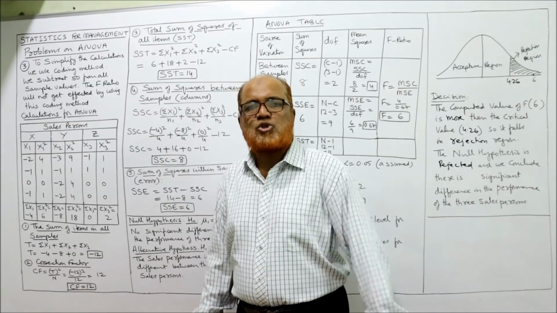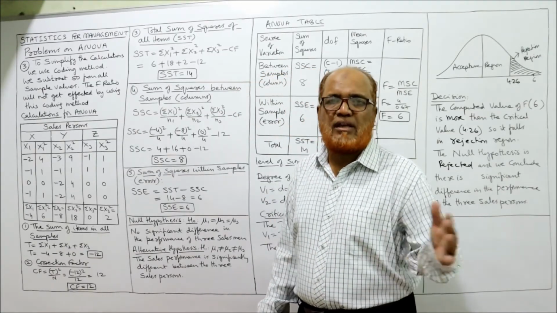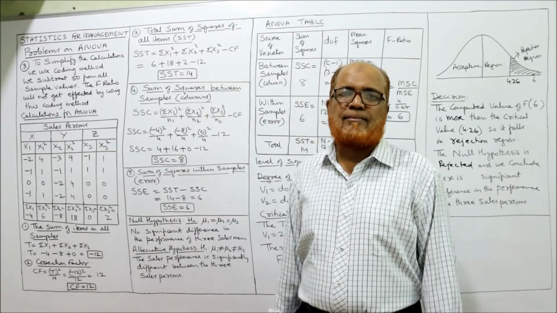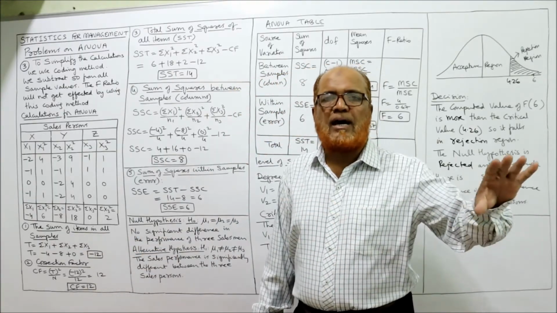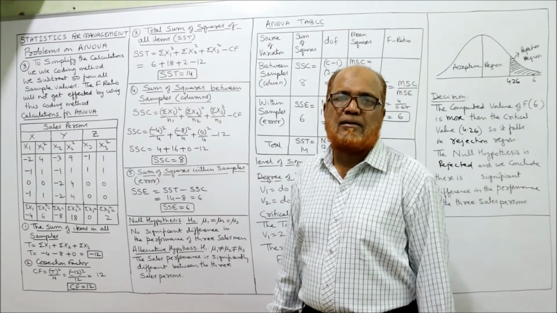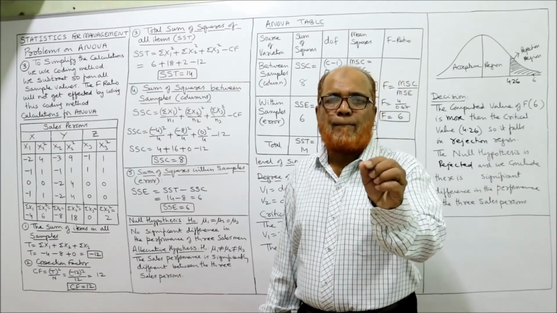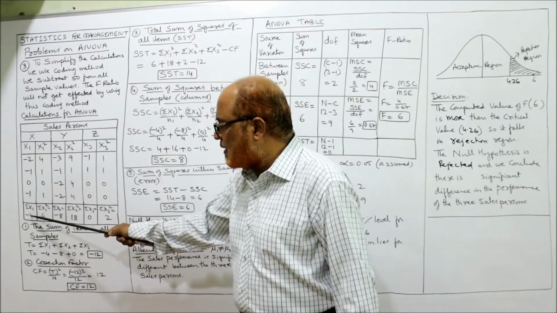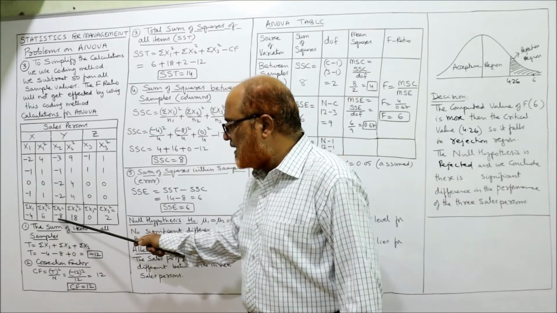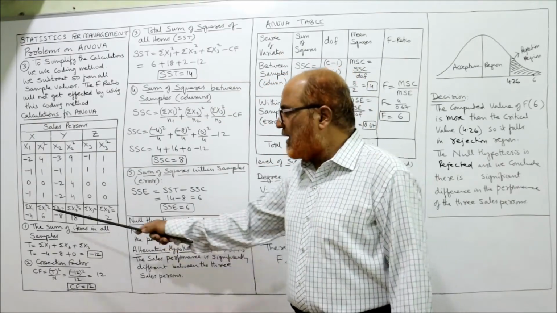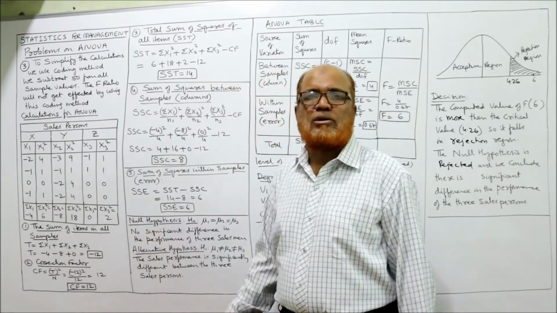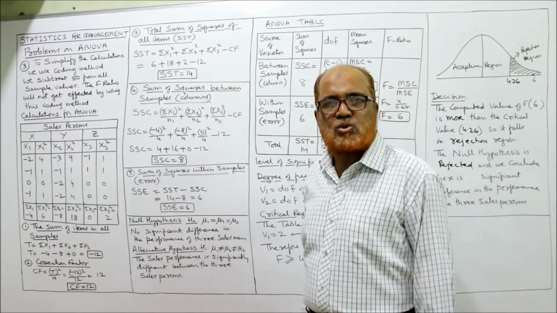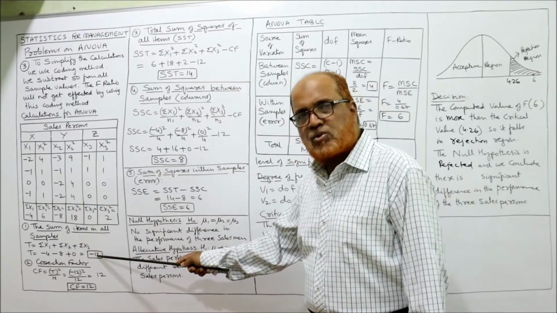From here onwards, the procedure is the same as what we did in the last 2 problems. The sum of all the items in the samples: T is summation x1 plus summation x2 plus summation x3. Here x1 is minus 4, minus 8, 0. So minus 4 plus minus 8 is minus 12, plus 0, same minus 12. So T is equal to minus 12.